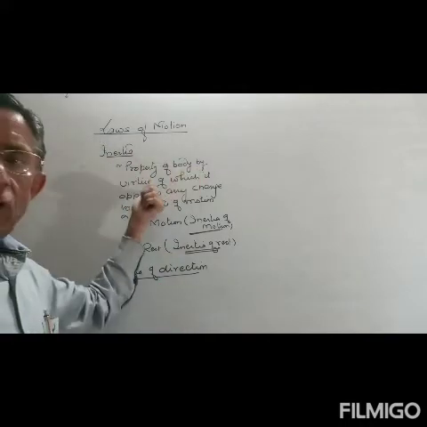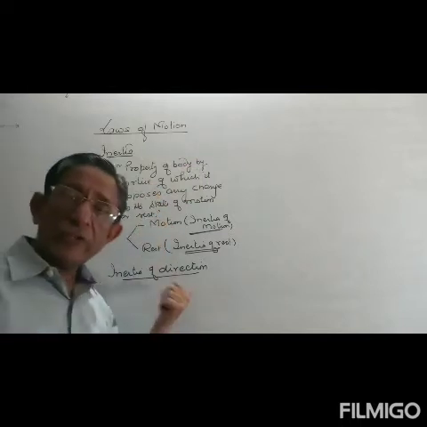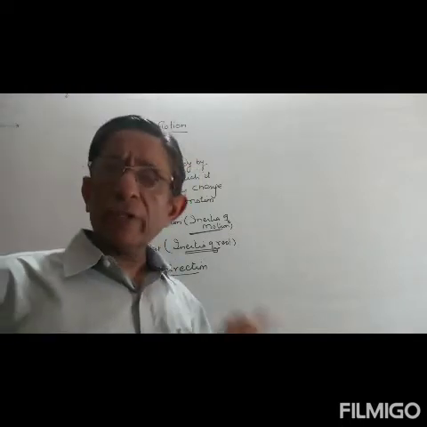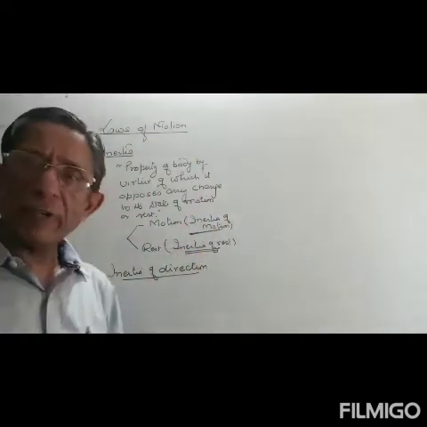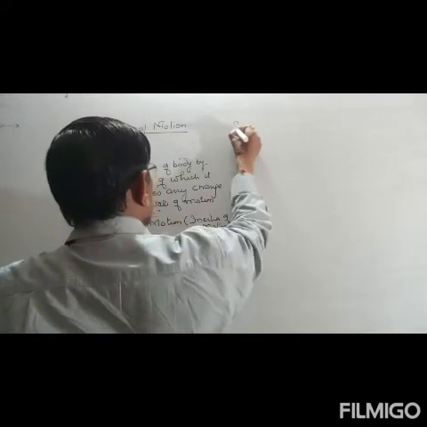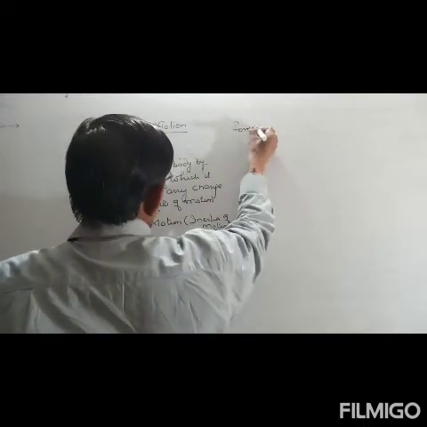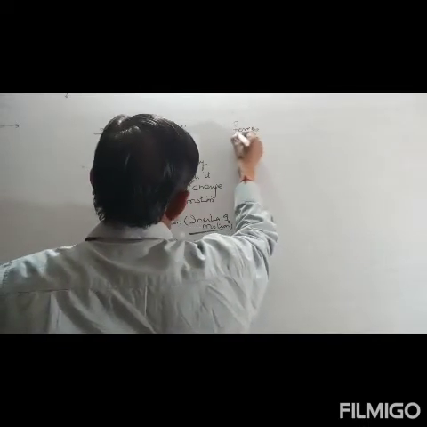Property of a body by virtue of which it opposes any change in its state of motion or rest is called inertia. Inertia is of two types, inertia of motion and inertia of rest. Now comes the word, boys or girls, force. What is force?